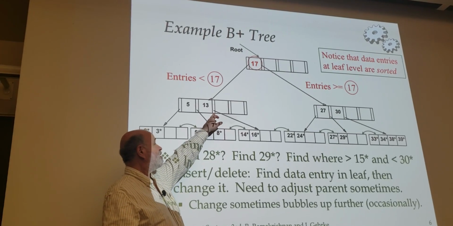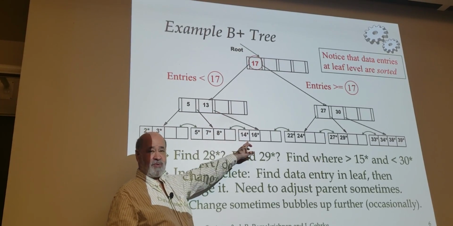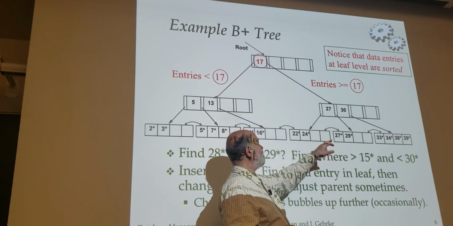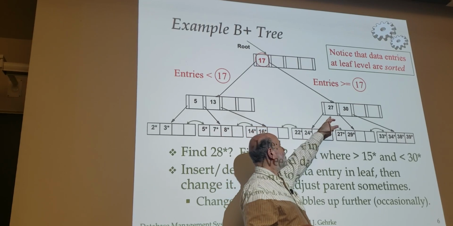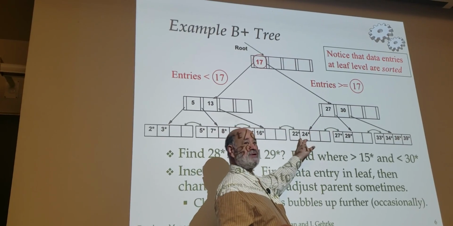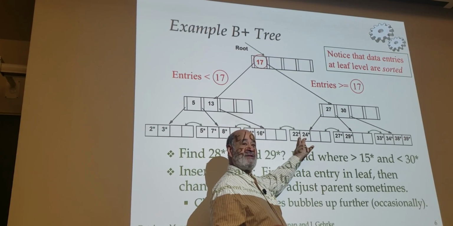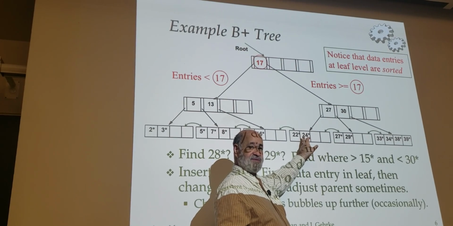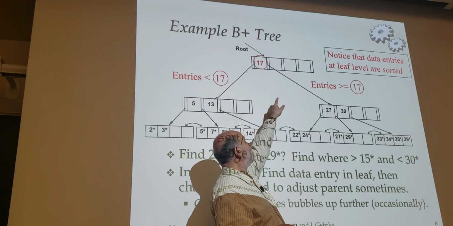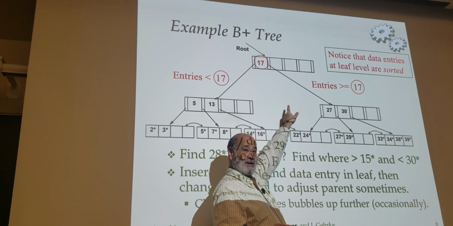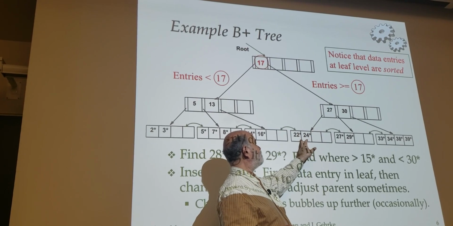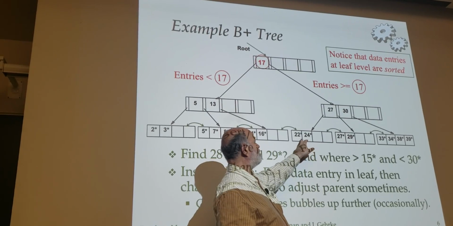And the things that are greater or equal to 13, we're pointing over here. And in the same way for this one, the things that are going to be less than 27, we're going to point over here. But they're not only less than 27, they're also greater or equal to 17, because we got pointed to this side by what we did at the root. So they're not only going to be less than 27, they're also going to be greater or equal to 17.